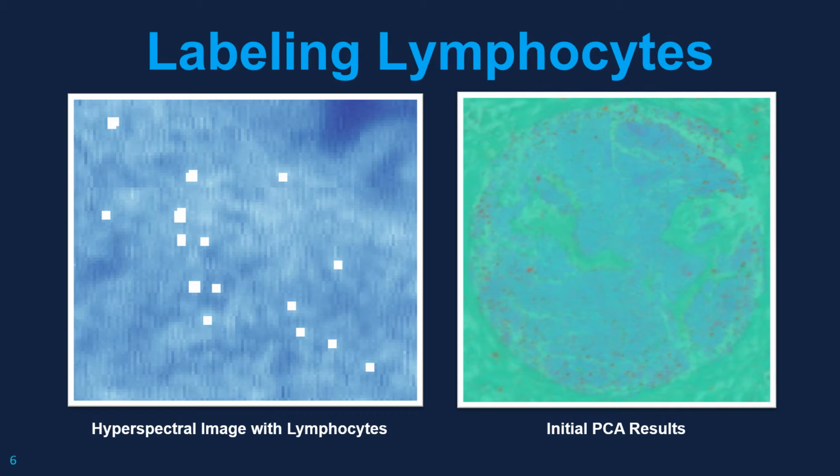On the left side of the screen, there's a zoomed in image of one of the bands of the hyperspectral image with hand-drawn labels overlaid onto it of the lymphocytes. To determine where these lymphocytes are, we cross-referenced with the stained cores that were labeled by pathologists. And on the right-hand side of the screen, you can see some of our current research, which involves using PCA to assist with this labeling process.